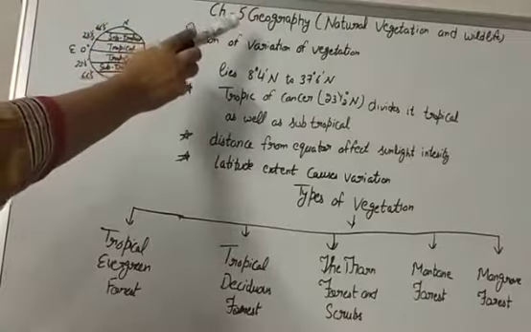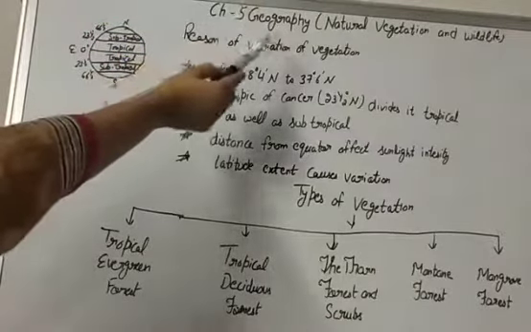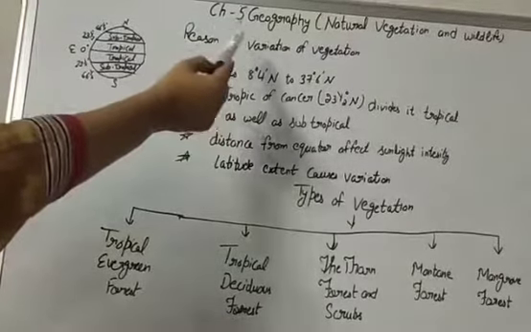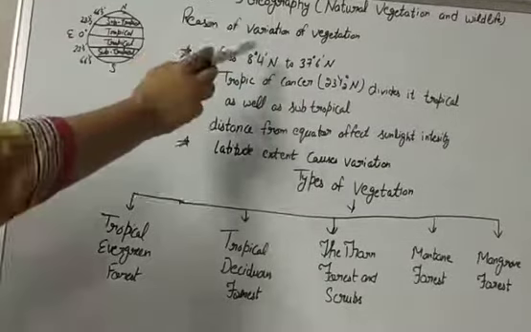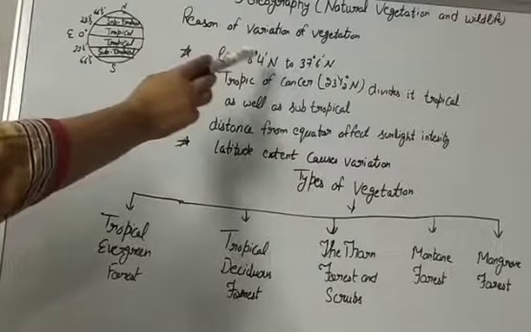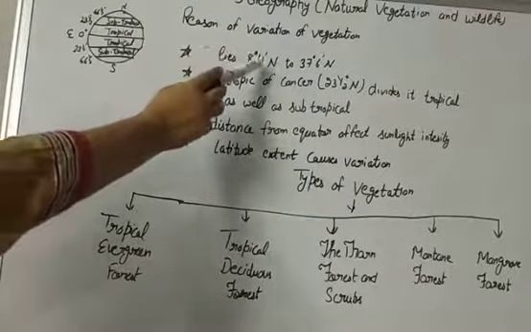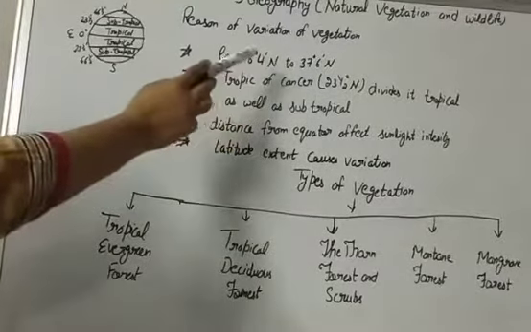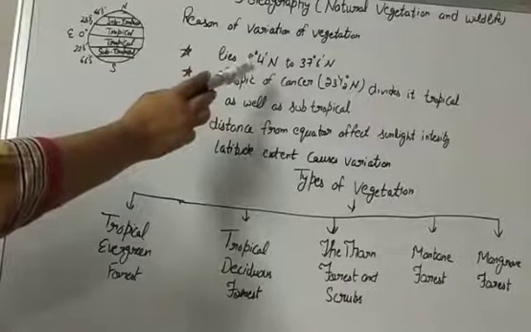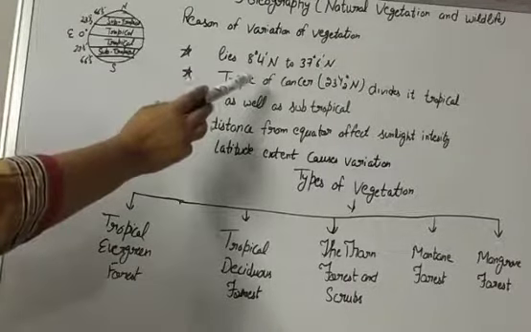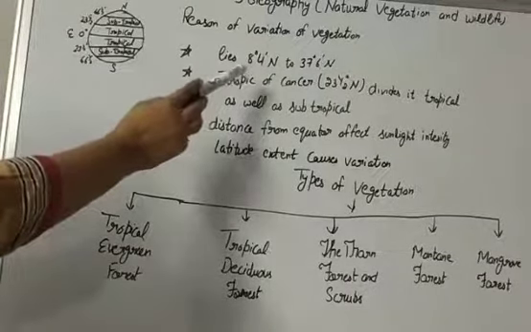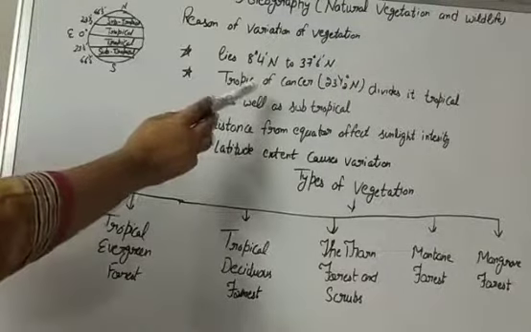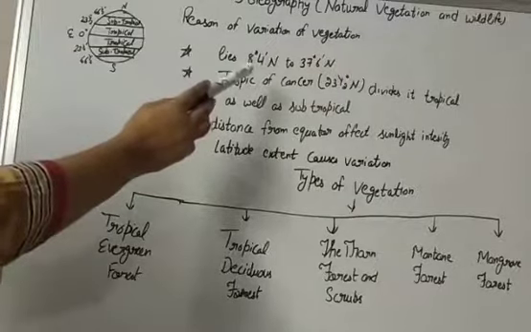Hello student, in the previous video of Chapter 5, Geography, Natural Vegetation and Wildlife, we discussed the factors that affect vegetation. As you know, India is a tropical country. The mainland stretches from 8°4' north to 37°6' north. Indira Point is the southernmost point of Indian territory, which is located in Great Nicobar Island, while Kanyakumari is the southernmost point of the Indian mainland. Siachen Glacier is another extreme point.